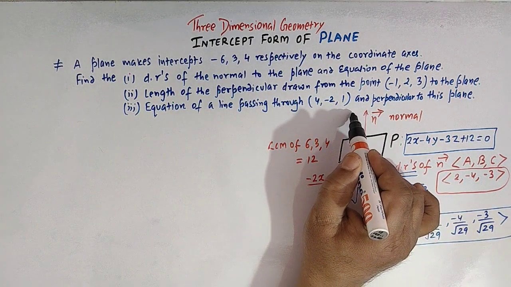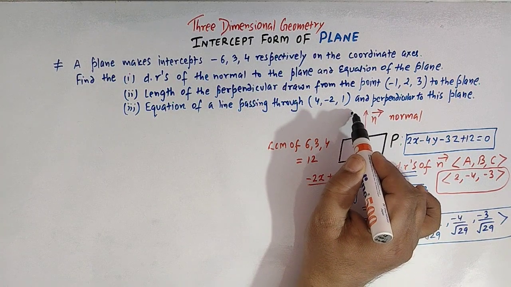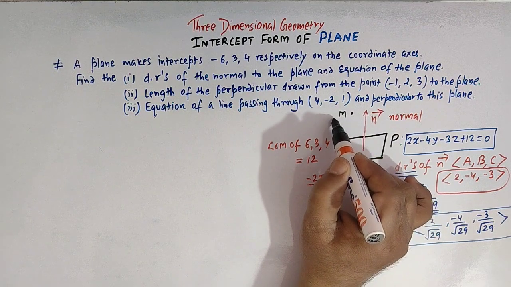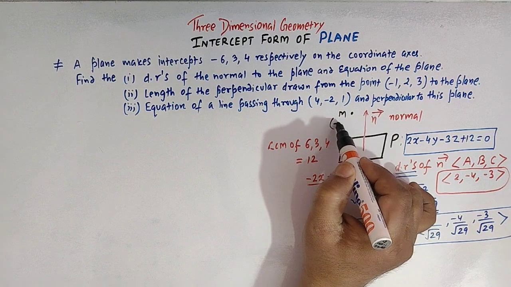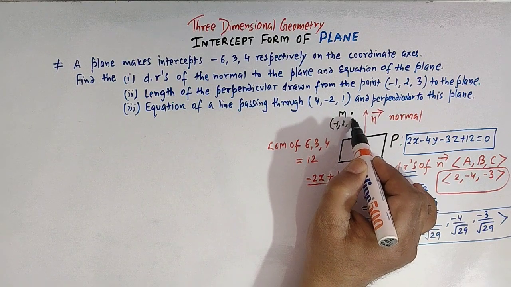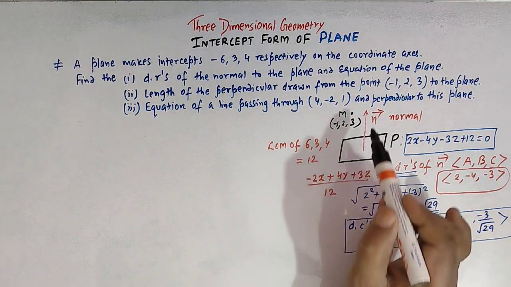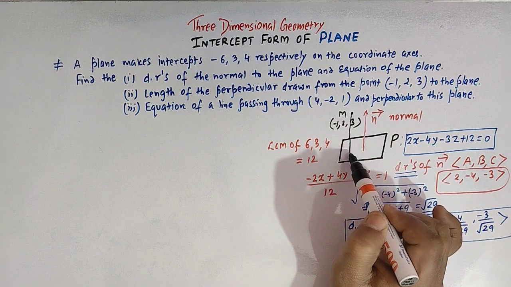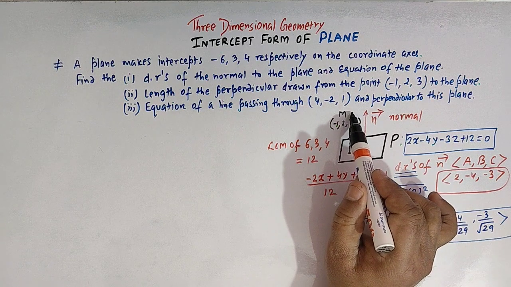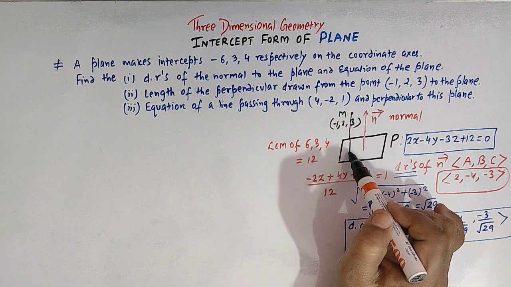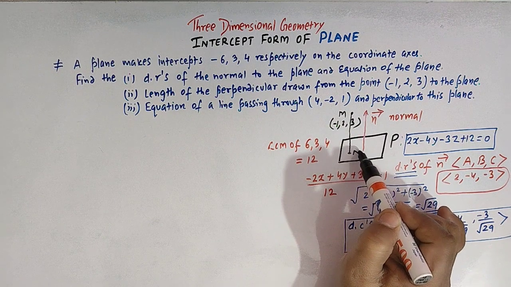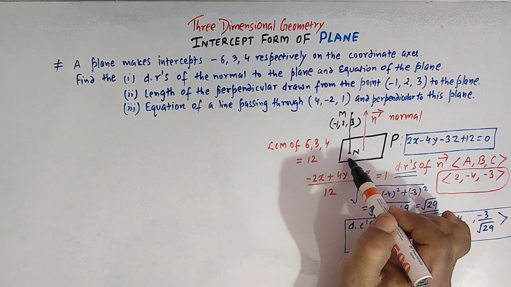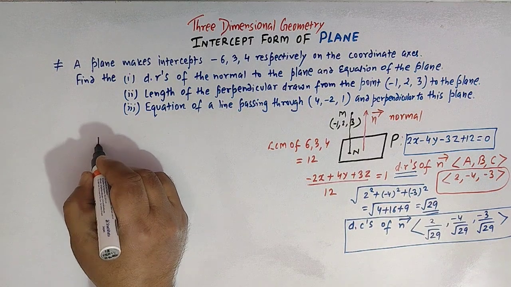So suppose here we have the point, say we can take this point as M, and the coordinates of this point are minus 1, 2 and 3, right? And suppose we draw a perpendicular like this, and we have to find the length of this perpendicular, right? So let us take this point as N, right? So what is the length of this perpendicular MN, right?